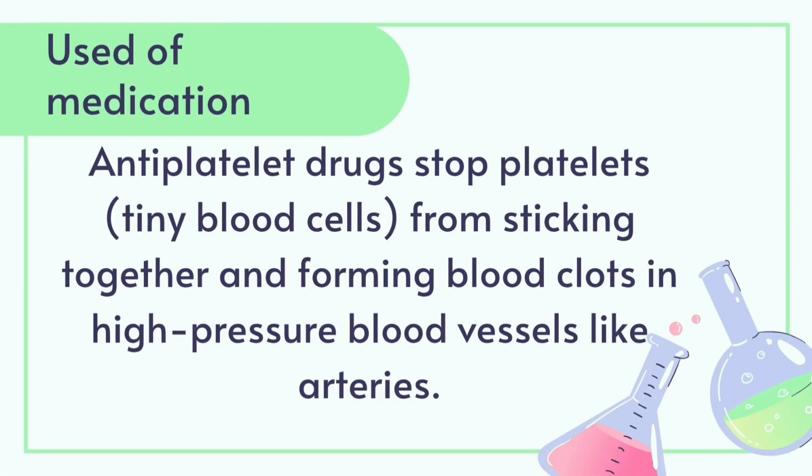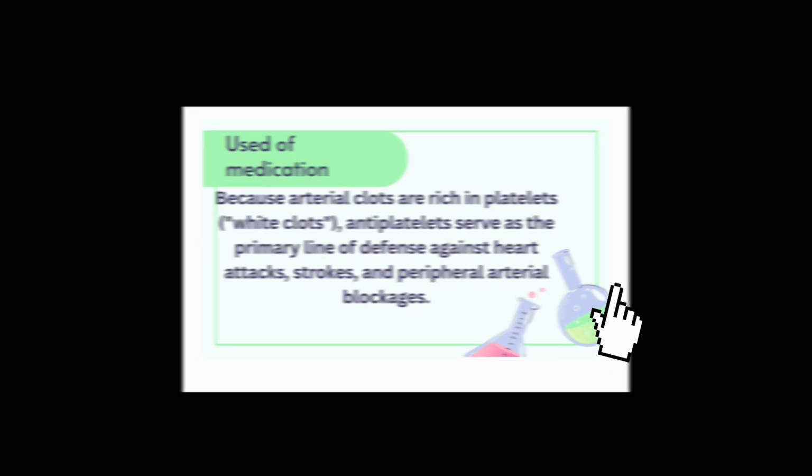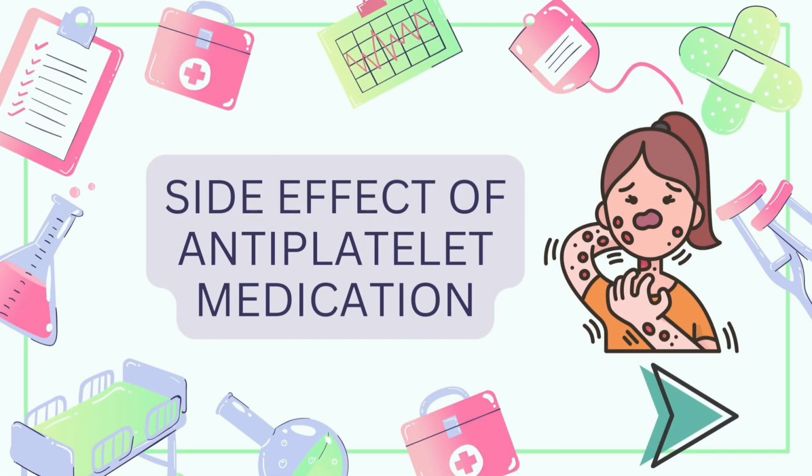Why do we use antiplatelet drugs? They are used to prevent platelets from clumping in high-pressure vessels like arteries. Since arterial clots are rich in platelets, antiplatelets serve as the first line of defense against heart attacks, strokes, and peripheral arterial disease. Now, let's look at potential side effects.